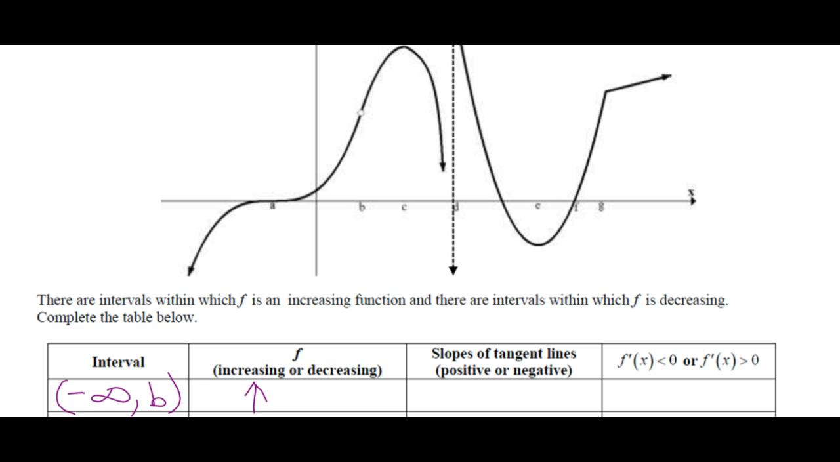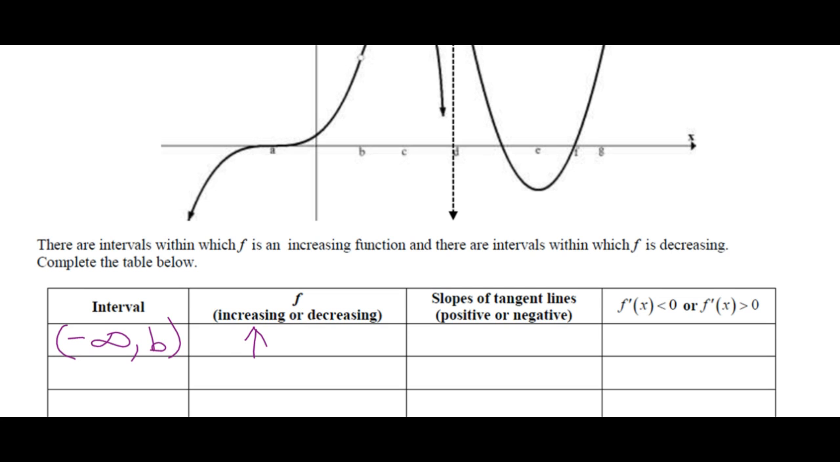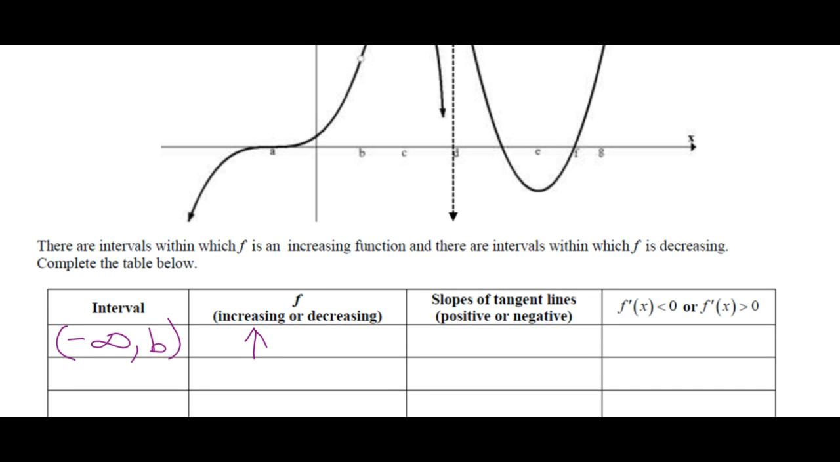What's happened is the derivative at that point is zero, right? But the function is still increasing. Slope of tangent lines: if we draw tangent lines, are they positive or negative? Positive. So we're going to use a plus sign for that. Is f prime of x less than 0 or greater than 0? Greater than 0, positive. Because what is f prime of x? The slope of the tangent line. What do we know about the slopes? They're positive. We're not going to use the shortcut. We're going to say f prime of x is greater than 0 in that interval.